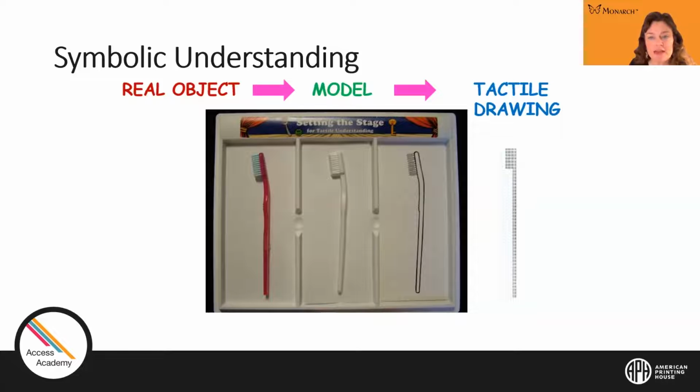A gradual, systematic transition from real objects to raised line graphics is necessary and should be intentionally taught starting at a young age. So here's an example from Setting the Stage that navigates a child from a real toothbrush to a molded image of a toothbrush that retains the identifying and salient characteristics of the handle and bristles, and then to a raised outline drawing of a toothbrush. As a sneak preview, a raised dot presentation of the toothbrush is shown as it would be tactually experienced on the Monarch device.